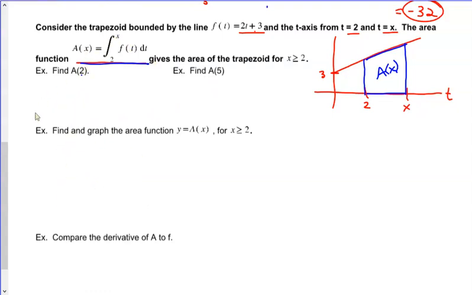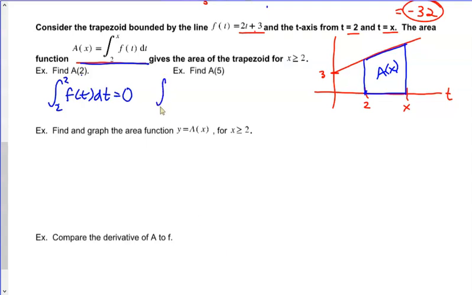So when I put 2 in for x, that means I need the integral from 2 to 2 of f of t dt. Well, we just kind of did one of those. Notice your upper and lower limits are the same. There is no area when x equals 2. You're right here. There's no area if we go from 2 to 2.